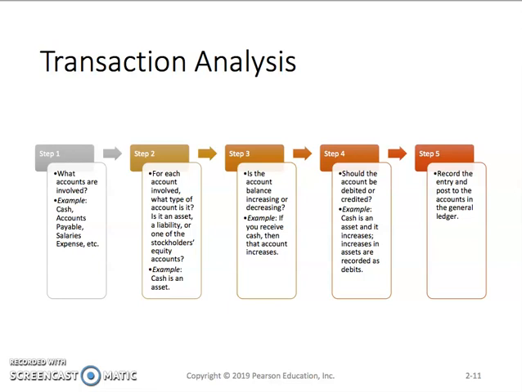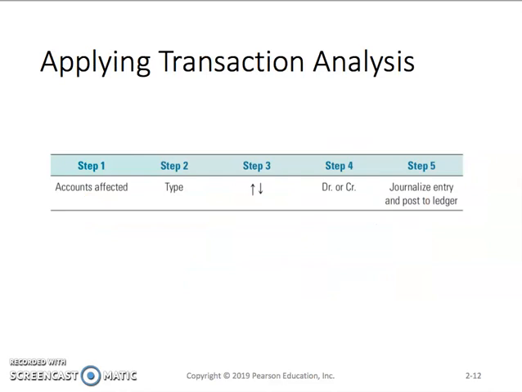So step 4, should the account be debited or credited? And we're going to go through this analysis together, but that's going to be determined looking at that previous slide I told you to print off, which indicates for assets, if it's increasing, we debit it. Okay, so you refer to that as you're going through these steps. And then step 5, record the entry and post to the accounts in the general ledger, or the T accounts.